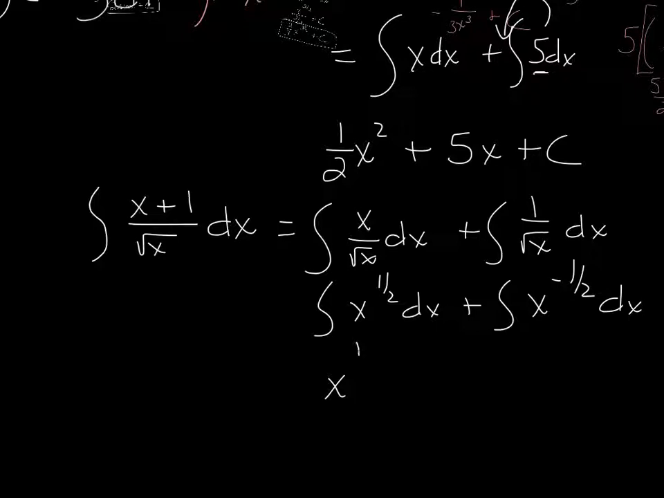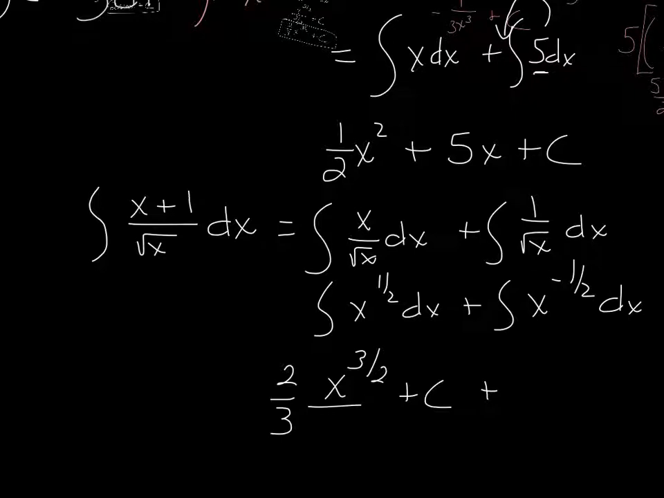Wait, why don't you just add 1? I thought it was 1/2 plus 1. Oh, you're right. Thank you for paying attention. So 3/2 over 3/2, but that's the same as saying 2/3 times x to the 3/2. We would have a plus c. I can put it there, but you don't have to because we're going to end up adding the two constants together. What's x to the negative 1/2 when we take the antiderivative?